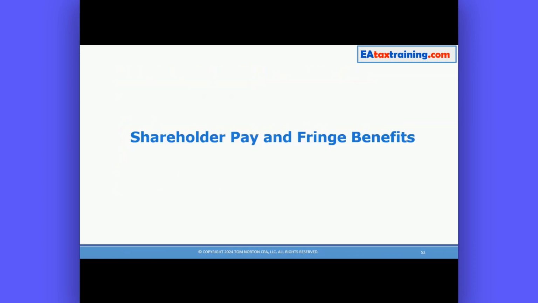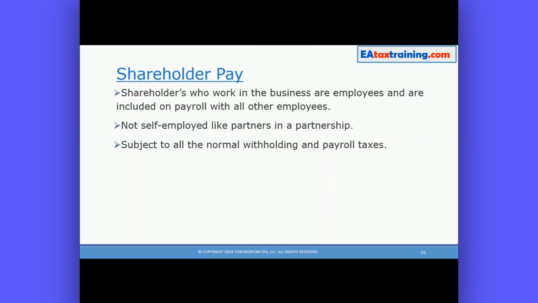Next topic is shareholder pay and fringe benefits. How does that work in an S corporation? A shareholder who works in the business is an employee. They're included on payroll along with all of the other employees. They are not self-employed like partners in a partnership, and they are subject to all the normal withholding and payroll taxes.